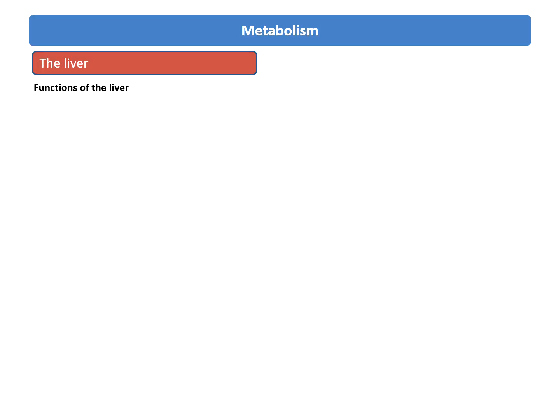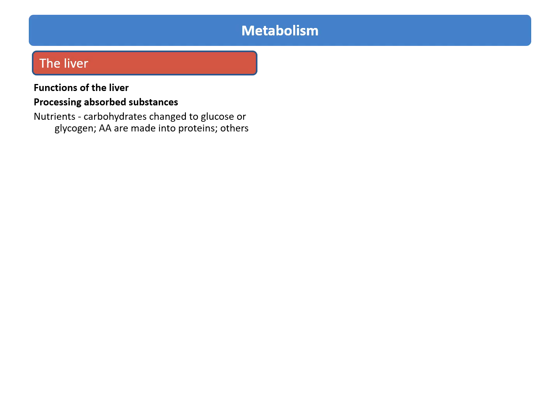Let's look at the liver first. What are its functions? One function is to process absorbed substances. Nutrients, for example, are processed in the liver. Carbohydrates are changed to glucose, if that has not already happened, or to glycogen as a storage form. Amino acids are made into proteins, and there are many other processes of absorbed materials. Drugs, for example. The liver will break down drugs and decrease the effectiveness of therapeutic drugs that are taken orally. The liver is a metabolic center for many different activities.